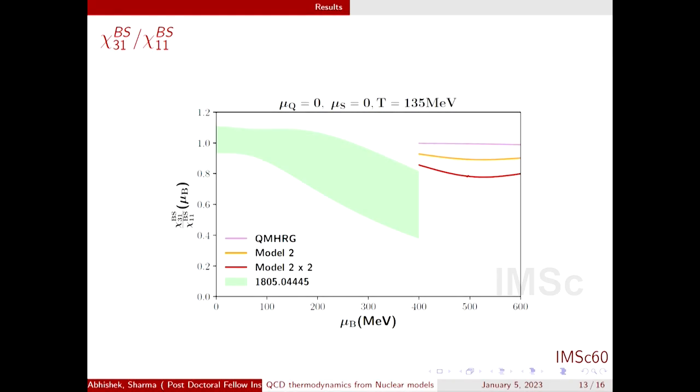This plot is also important because it is sensitive to the strange baryons and thus also the strange omega coupling, which is not the case in other plots. So if one can obtain a good agreement between the nuclear model and the lattice, one can also possibly constrain the omega coupling with the strange baryons.